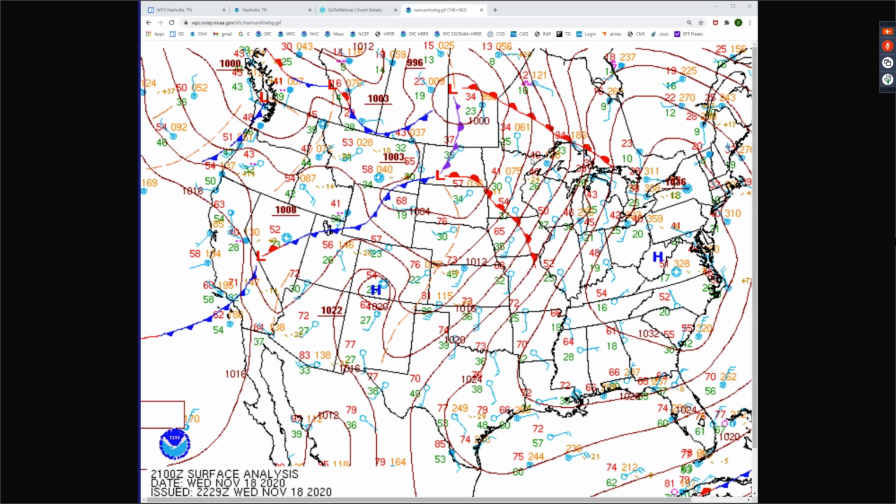From the isobars and the way the isobars are drawn, we're able to tell where the warm fronts are located. It tells us where the cold fronts are located. The purple one that you see up there is called an occluded front. I'm not going to go into that tonight. That's a little deeper than what I want to do. But again, it shows you where the warm fronts and the cold fronts are.